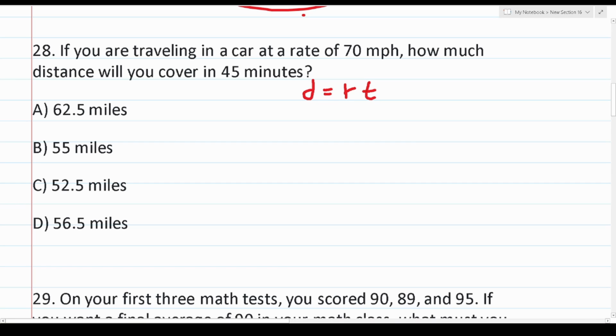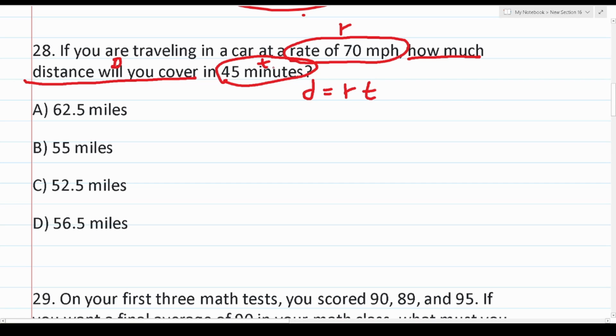If we look through this problem one more time, we can see that we were given a rate of 70 miles per hour, so that's going to be our R. We want to know how much distance we're going to cover, so that's going to be our D, and in 45 minutes. 45 minutes, of course, is time. So let's start plugging these things into the distance formula. Again, we're trying to solve for D, so we're going to leave that as is. According to the problem, the rate was 70 miles per hour, and the time was 45 minutes.